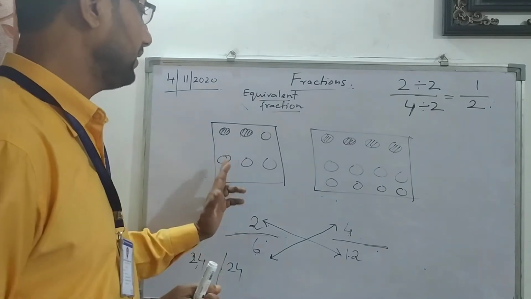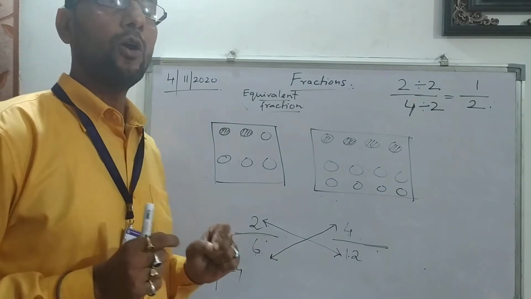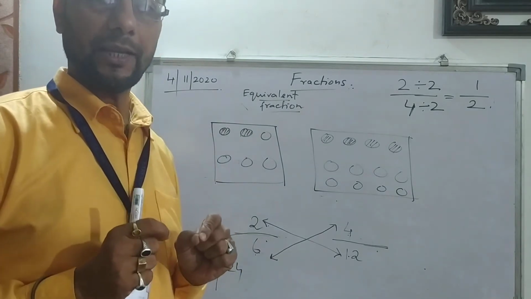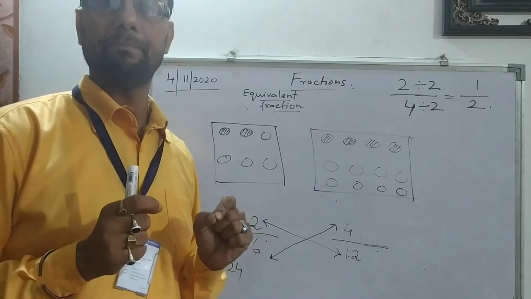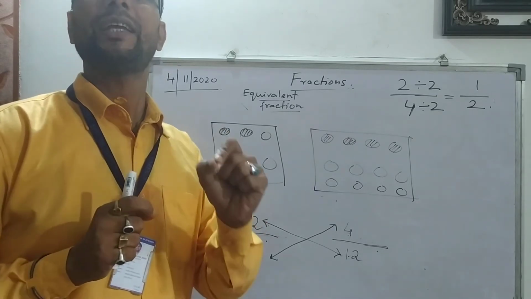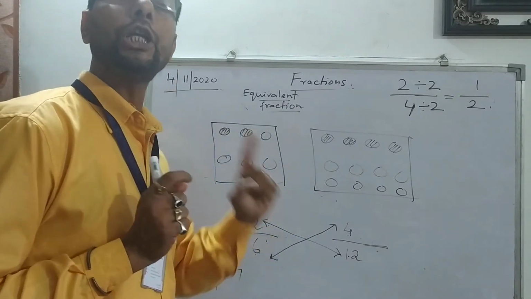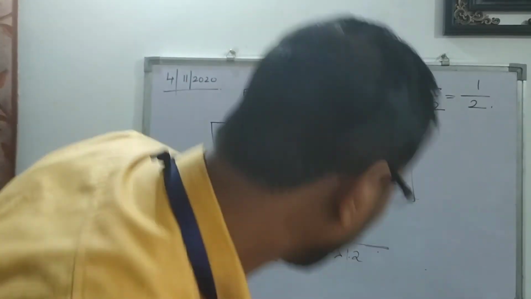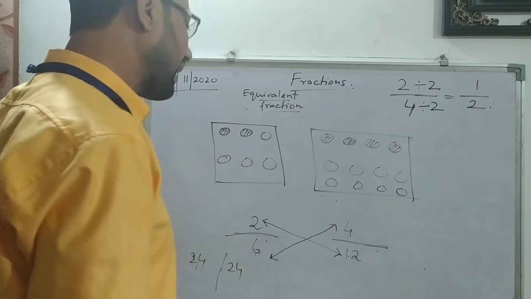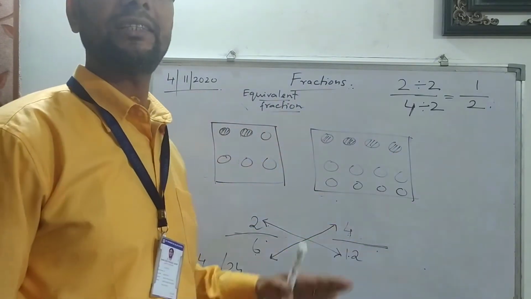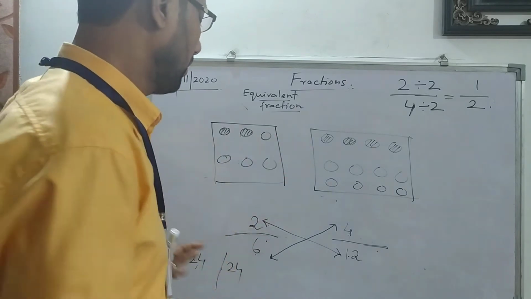It means that these two are equivalent fractions. So when we do the cross multiplication, if the products are the same, then we can say that the fractions are equivalent. Now one more example let me give you. Hope, students, you have understood this diagrammatic representation, how I represent the equivalent fraction in a diagram.